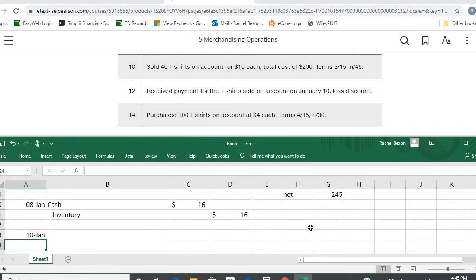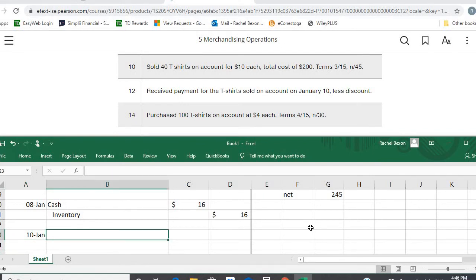We sell 40 t-shirts on account for $10 each, and we've been told that the cost of those t-shirts is $200, and the terms of sale are 3/15 net 45. That means that if the person pays us within 15 days, they will receive a 3% discount, and the net is due in 45 days. If they pay beyond the 15th date, they will not receive the discount.